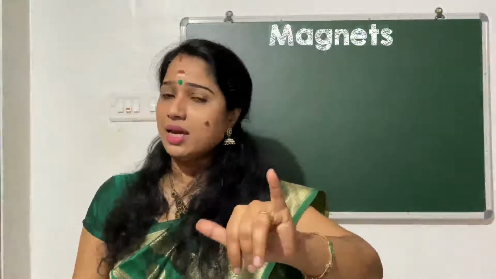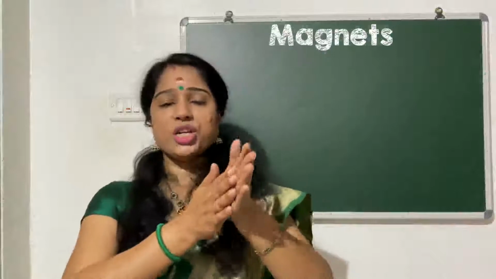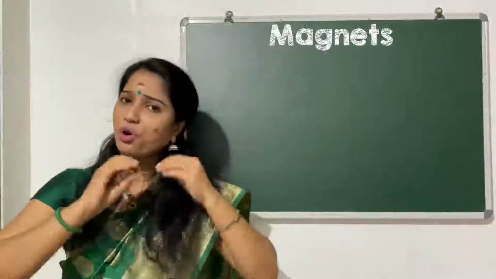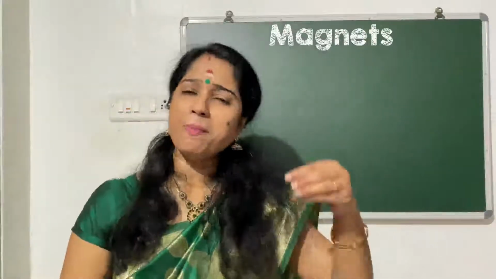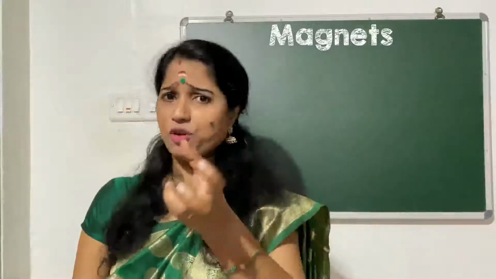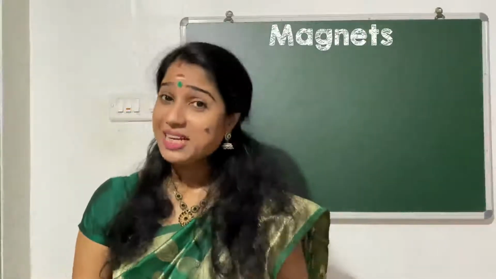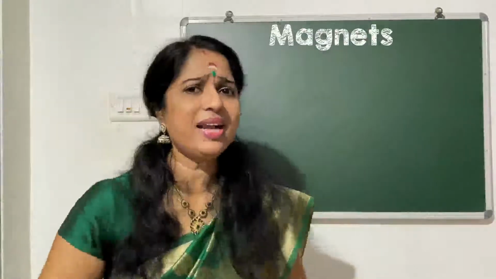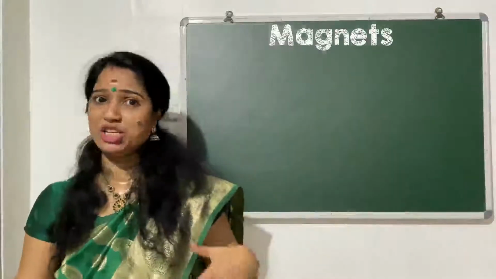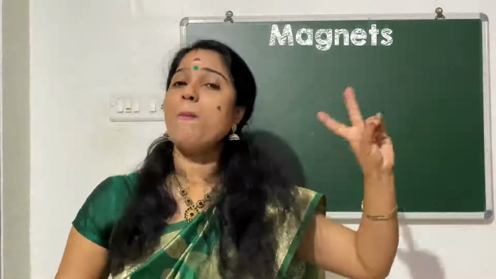The first one you have seen: when we keep an iron object in close contact with the magnet for a long period of time, that iron object will behave like a magnet for a short period of time. Next one: when we stroke an iron object using the magnet only in one direction, after some time it will become a temporary magnet. Clear? So these are two methods for making a temporary magnet.